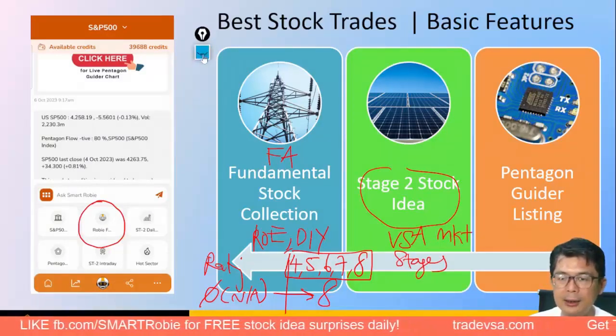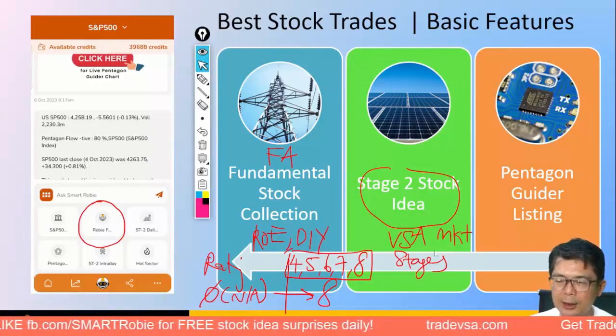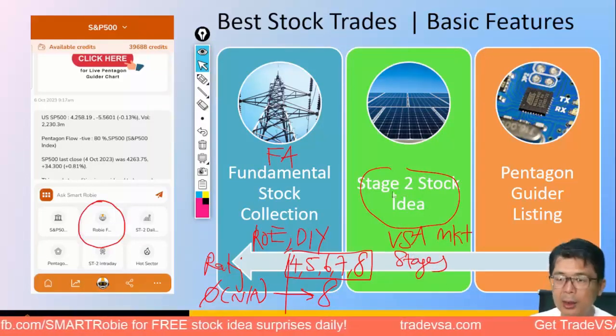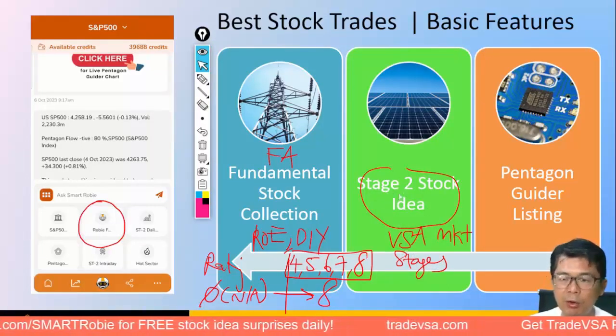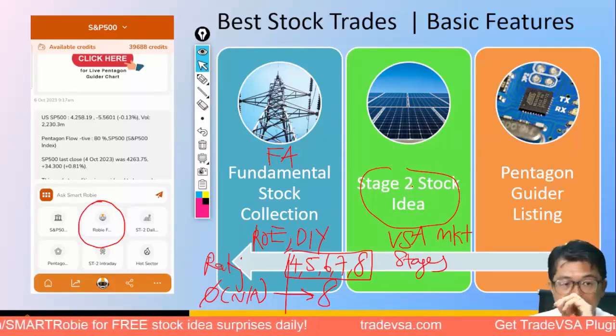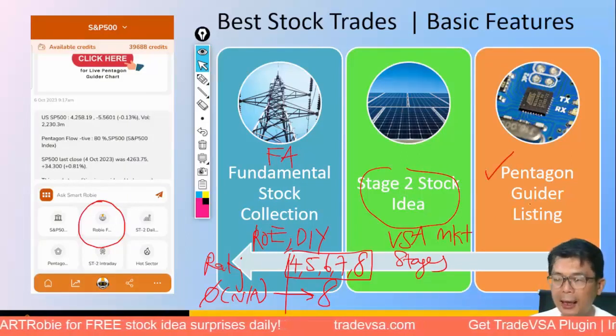Okay, the market stages. These are important because we have 4 market stages, which I will explain today. Primarily, we want to focus on the stage 2 shares, where the market is still in an uptrend. And then finally, we come down to our Pentagon Guider.